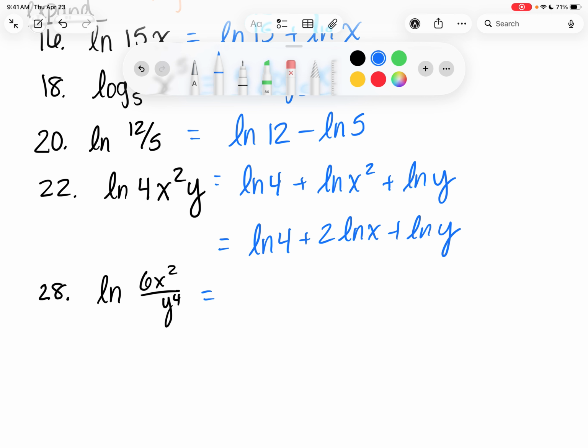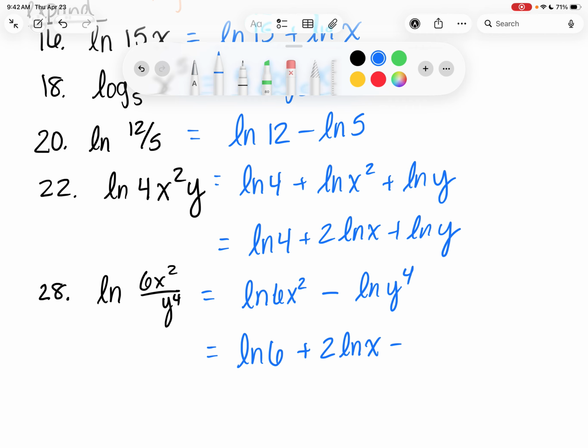So I'm going to have the ln of 6x squared minus the ln of y to the 4th. So I've taken care of the quotient part. So now this is the ln of 6 and then it's the ln of x squared. If you want to go ahead and put the 2 in front of the ln of x, you can, but the 2 doesn't go in front of the ln of 6. It only goes in front of the part with the x. So this is going to become the ln of 6 plus, put the 2 out front, 2 ln of x minus, now this is y to the 4th, so we're going to throw the 4 out front. So 4 ln y.